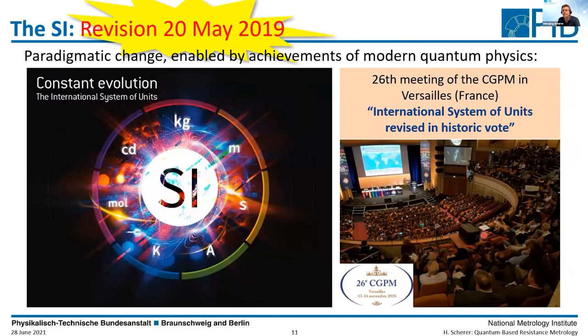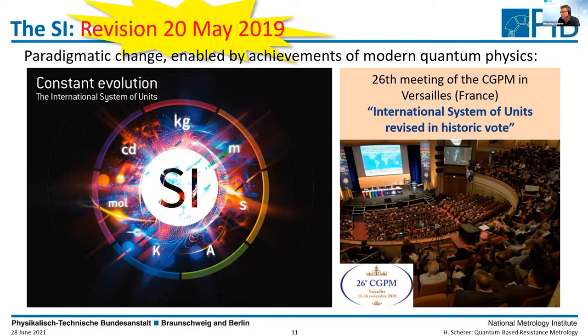And considering this, together with all the improvements that quantum metrology, electrical quantum metrology in particular, had made meanwhile, the 26th CGPM in Versailles in November 2018 decided to revise the SI, which was a quite paradigmatic change, and as I said, enabled by the achievements of the modern quantum physics.